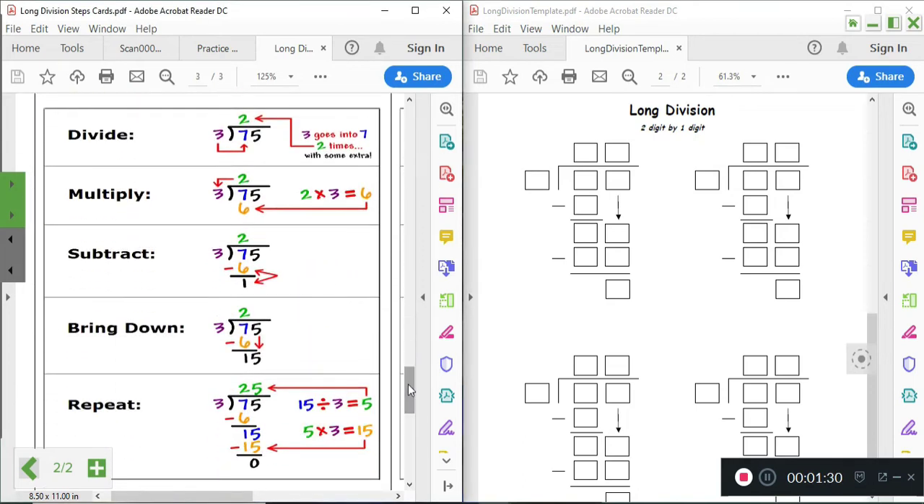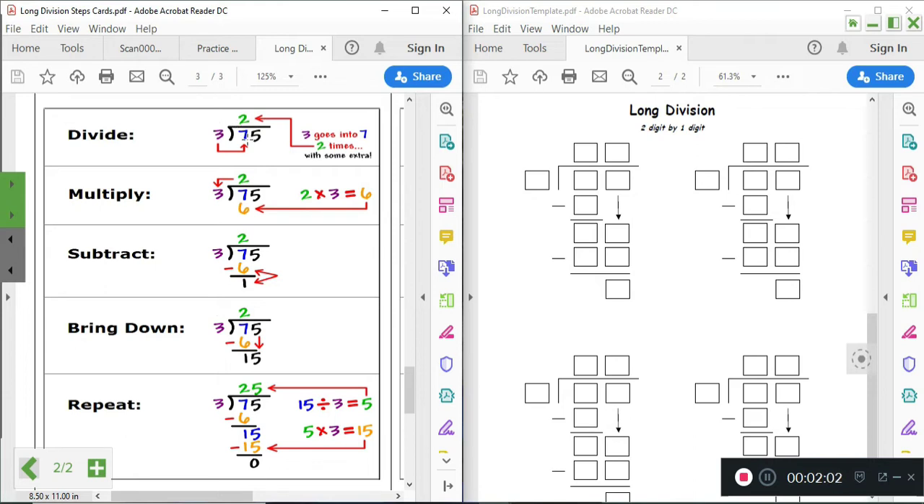All right, so here's our steps. 75 is my dividend. It is my biggest number. We're so used to reading from left to right that this part can be a little confusing. So remember that my dividend goes underneath. Okay, so instead of saying 75 divided by 3, this problem reads 3 goes into 75.